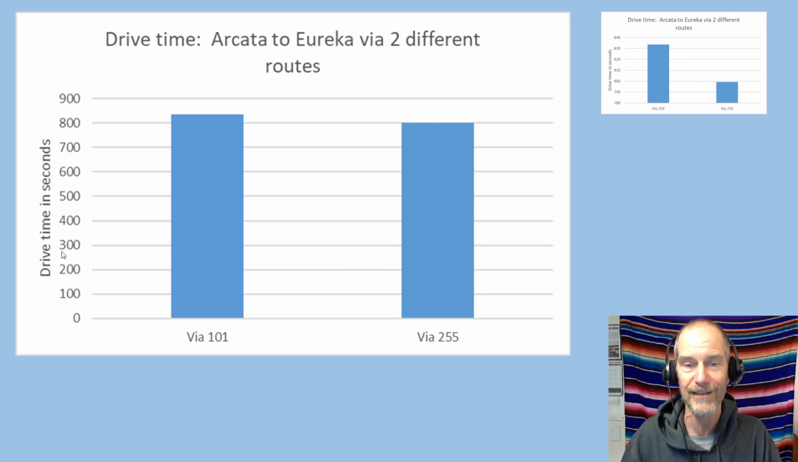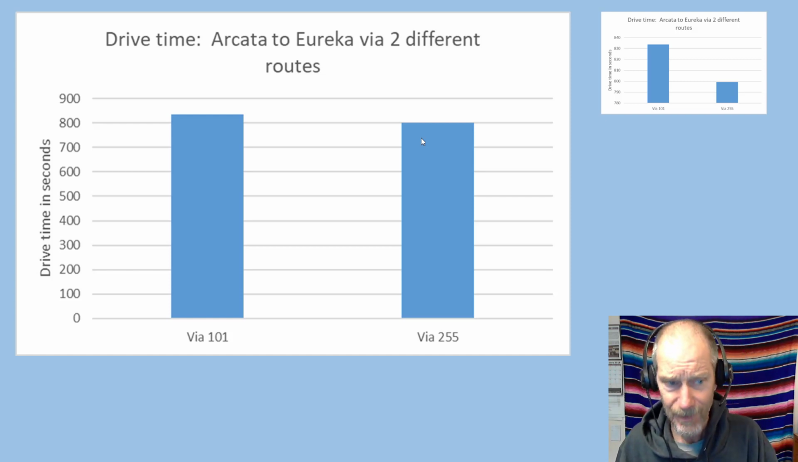Now it looks like it's only slightly longer to go via the 101. But people, this is not drive time, this is average drive time. That's a mistake in the axis label.